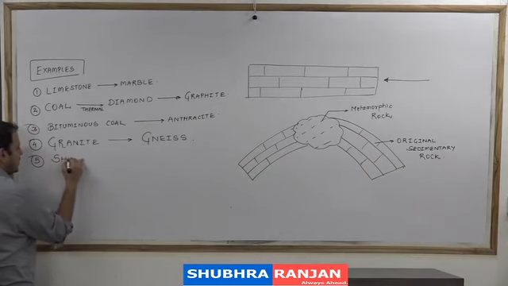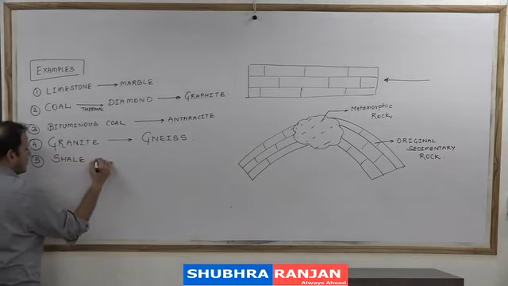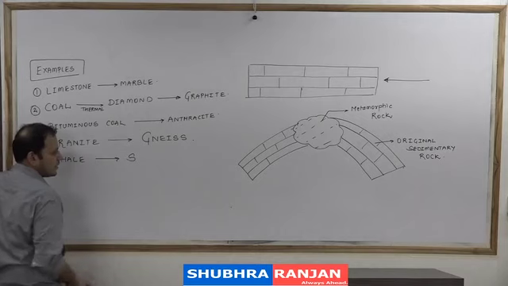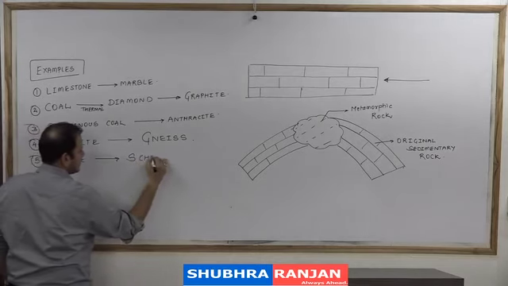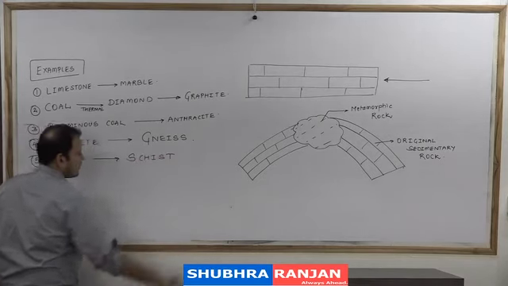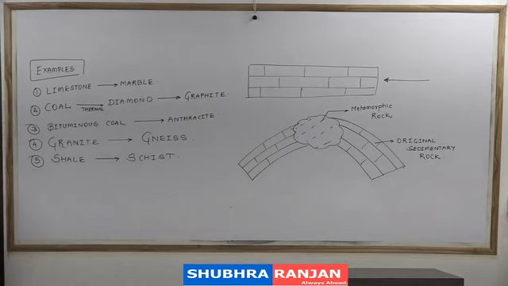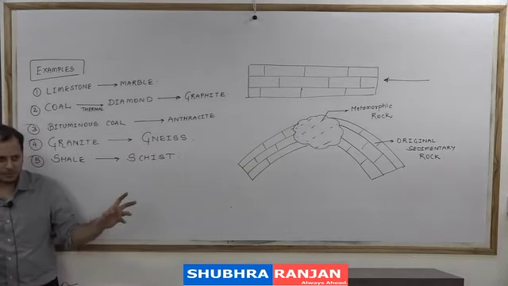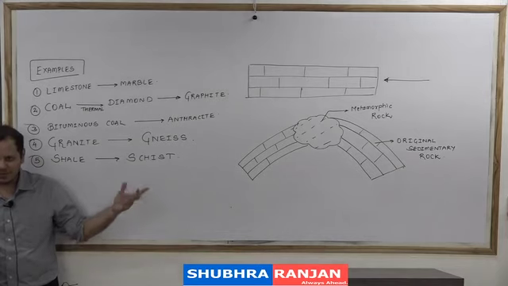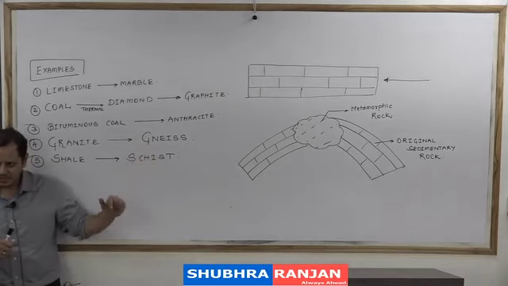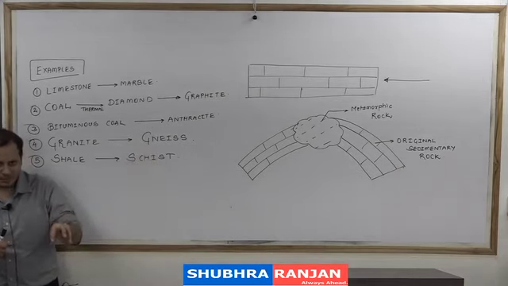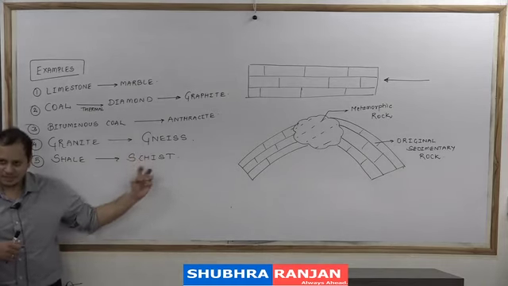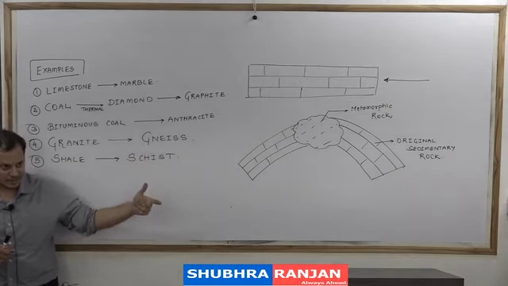Shale is converted into schist. Schist is another type of metamorphic rock. So for the peninsular plateau we will say Archean, gneiss and schist. Archean is very old. Which rocks? Gneiss and schist. Tertiary young fold mountains are again made up of gneiss and schist, but that is young gneiss and schist.